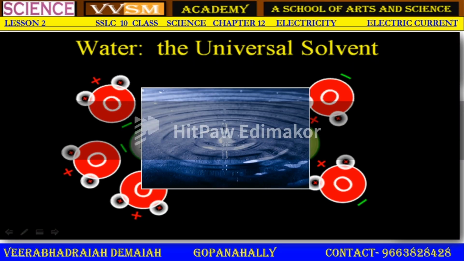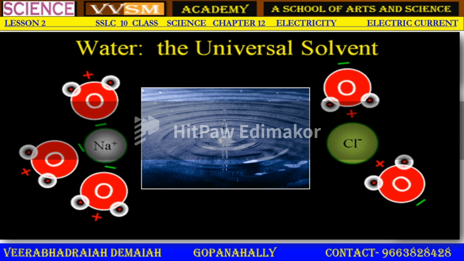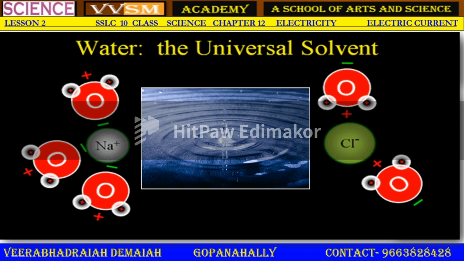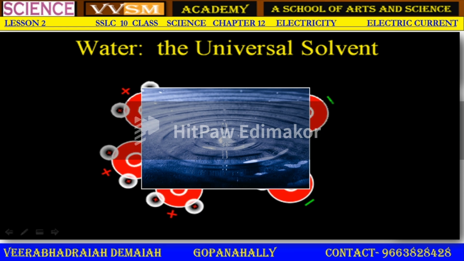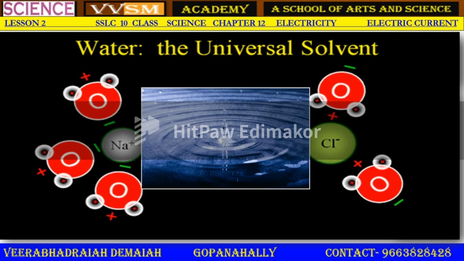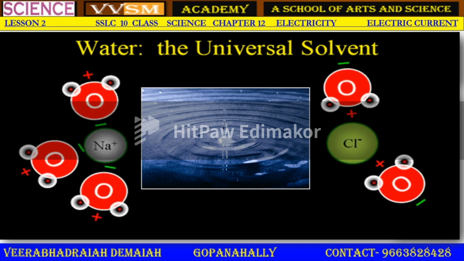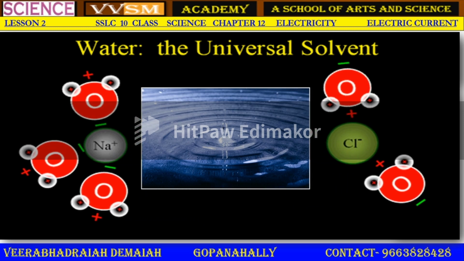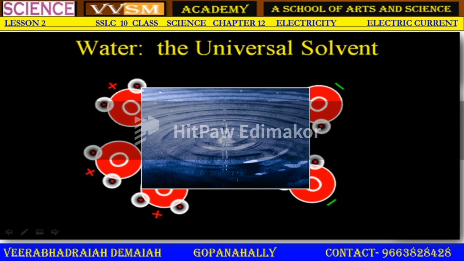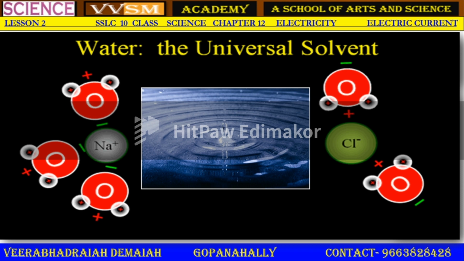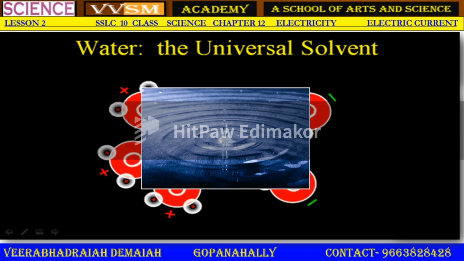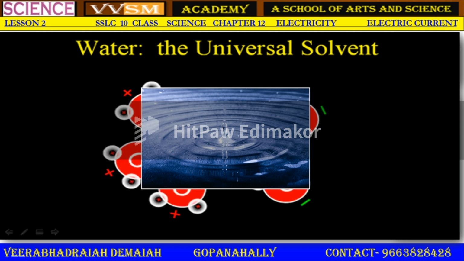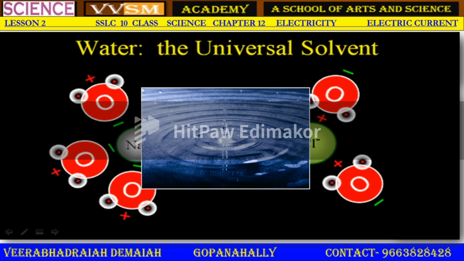So therefore, the universal solvent, water, conducts electricity when we add acid or base or salts. Suppose, for example, salt means sodium chloride. Here you see sodium chloride dissolves in water and gives sodium plus ion and chloride minus ion. These ions are moving. The sodium plus ion is moving towards the cathode and the chloride minus ions are moving towards the anode. This is a very important concept of science, the electrolysis of water.